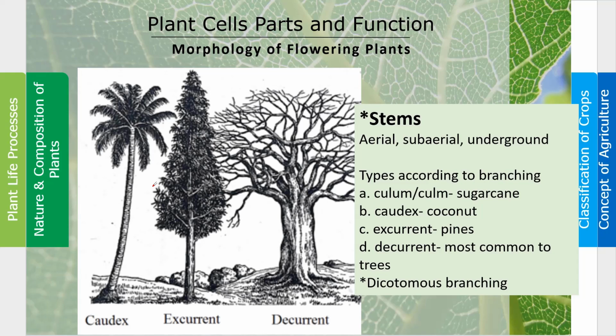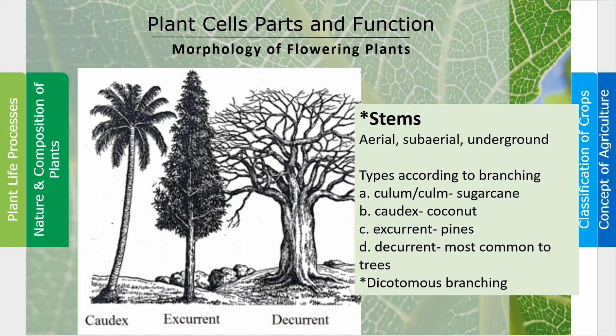Okay? And then doon sa nodes ng sugarcane, doon sa may guhit, di ba doon na nagsisimula yung leaf sheath or yung kanyang dahon. Okay? So every node meron siyang dahon. So that's actually a column or culm type of branching.